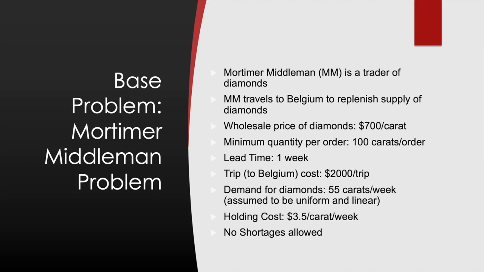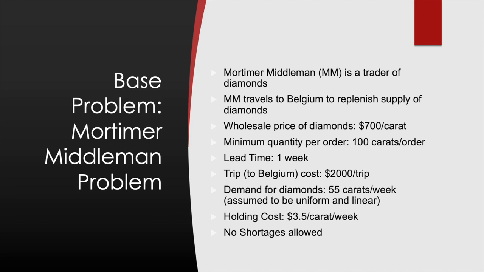Mortimer Middleman purchases his diamonds at a wholesale price of $700 per carat. And according to the supplier, whenever Mortimer Middleman orders, he has to order at least 100 carats. Next, Mortimer Middleman has a lead time of 1 week.